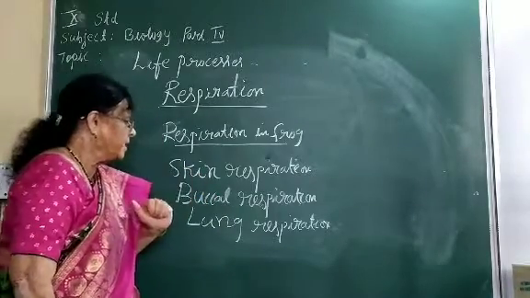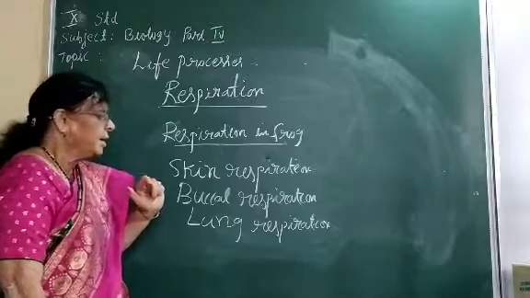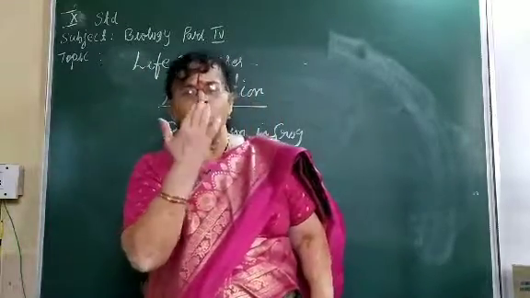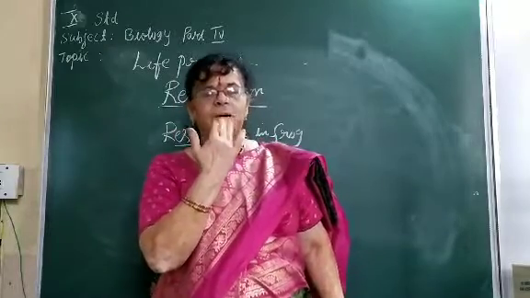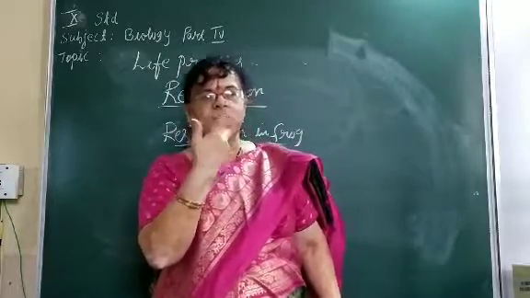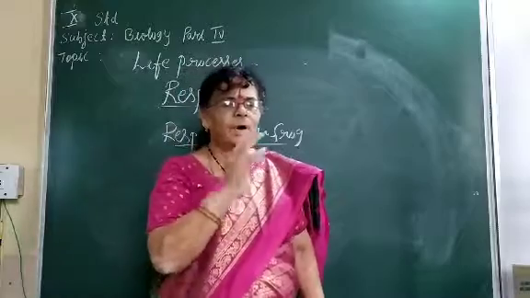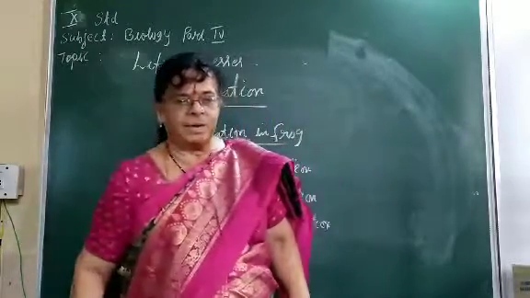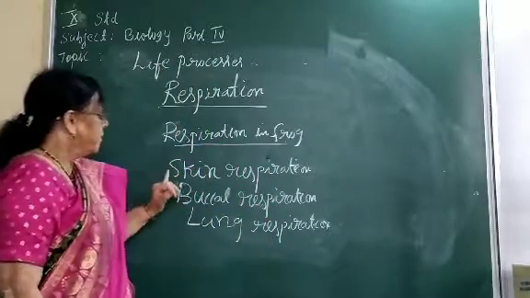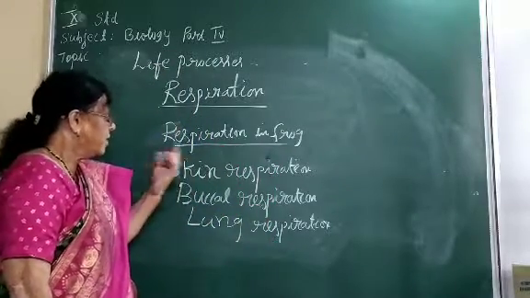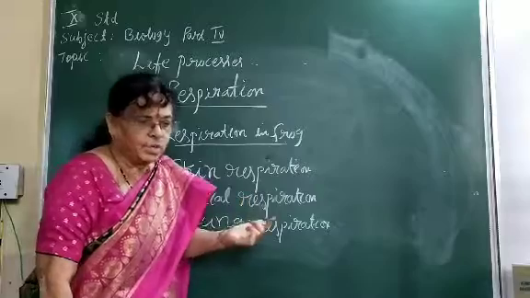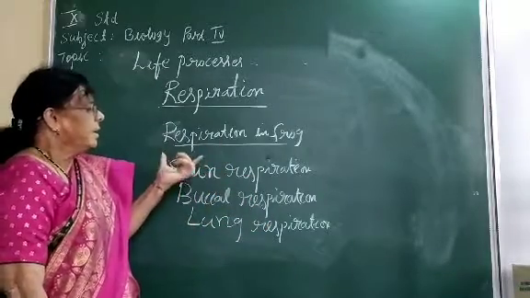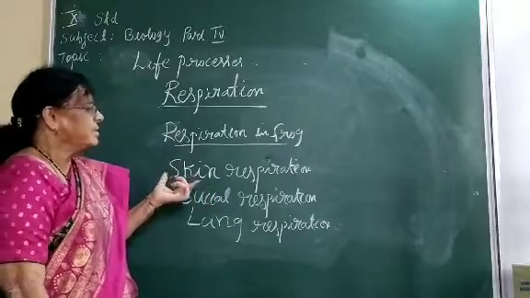Then buccal respiration. Buccal respiration means it can even breathe through its mouth. It will be always opening and closing its buccal cavity. The space in the mouth is called buccal cavity. The frog will be going on lowering and moving up its buccal cavity. So when it does that, through the mouth cavity also air can pass through, and it has the capacity to exchange the gas.